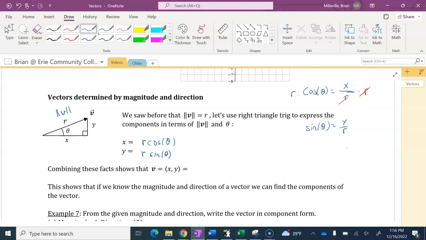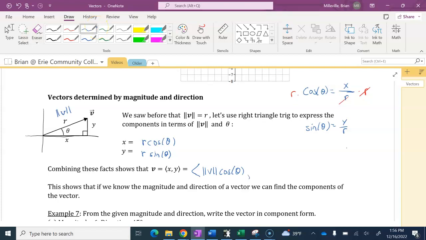So putting these facts together, this shows that we can write a vector in terms of the components of the vector, x and y, in terms of the magnitude and the angle theta. Notice theta is also always the angle from the positive x-axis. So let's just add an xy axis to this picture. Theta is always going to be the angle from the positive x-axis.